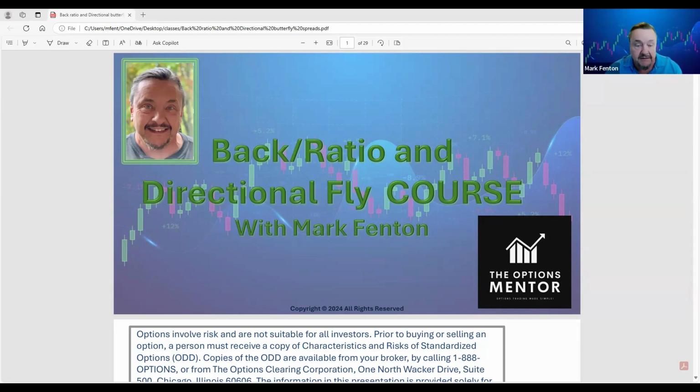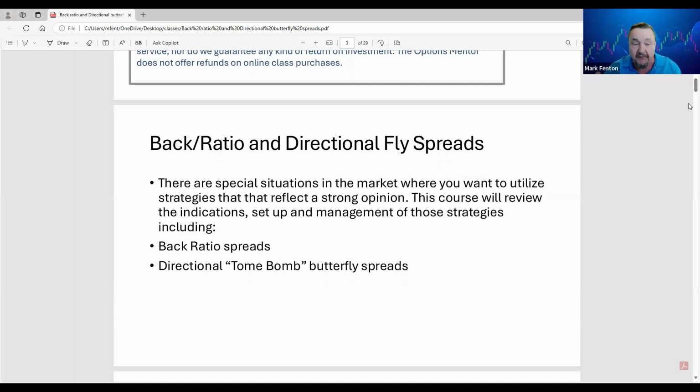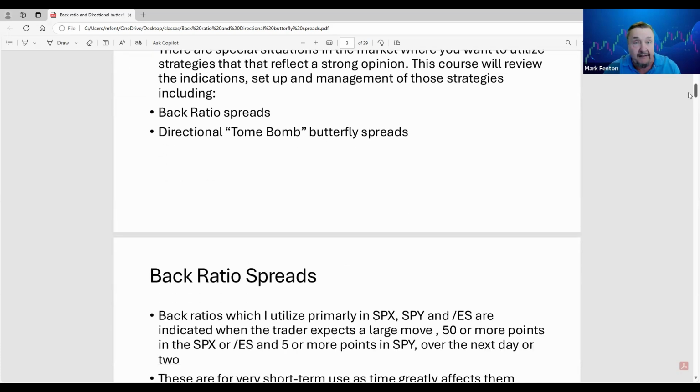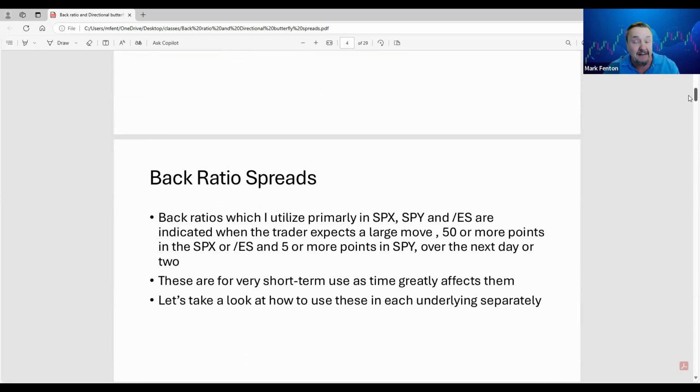But the course, of course, will go over the back ratio, the flies, when you might use them, why you might use them. Of course, both of these trades involve opinion. With a directional fly, you have to have an opinion, or at least a fear or thought that something might happen in the direction of the market. So you can set up a directional fly for that and protect yourself in one direction, be fine otherwise. And then the back ratio, that's for whenever you don't know where we're headed, but you think we're going to have a big move. By that, I mean 70, 80 points or more in the SPX. Then that is something that you want to do.